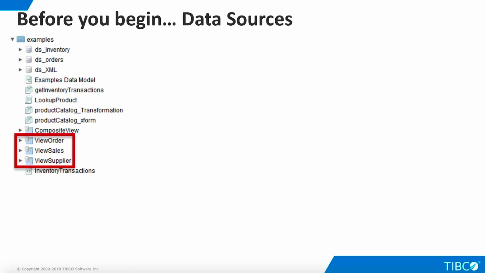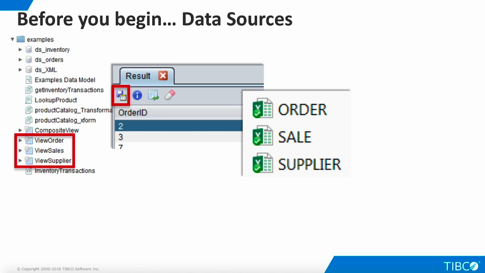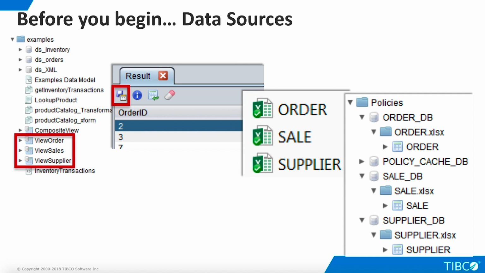To build the data sources for this demo, I started with View Order, View Sales, and View Supplier from the TDV Studio Examples folder. In the Result tab for each view, I used the Save button to write data to a CSV file. I then opened the CSV files and saved them as Excel workbooks. Finally, I introspected each workbook as a separate data source. We can now demonstrate a cache policy that works against multiple data sources. In addition, Excel makes it very easy to add new rows to the data and see those rows in cache refreshes as part of the demo.